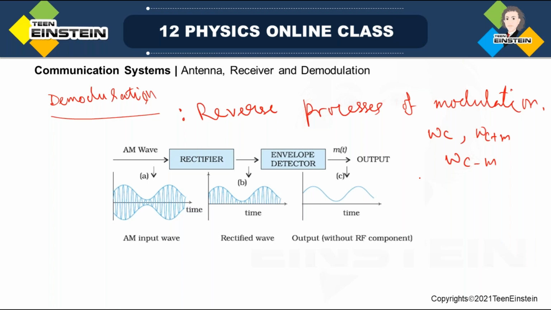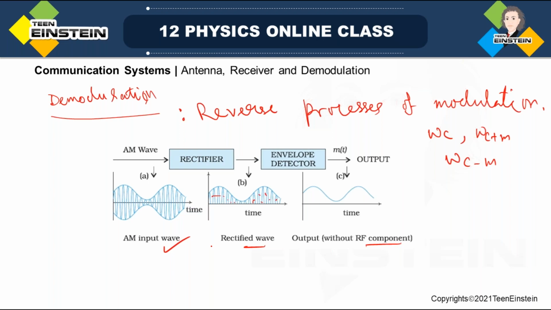The modulated signal passes through a rectifier, which gives a series of positive half cycles of radio frequency pulses, as you can see here. This is the amplitude modulated wave input. Then this is the rectified wave. These are the RF components. RF means high frequency, oscillating pulses.